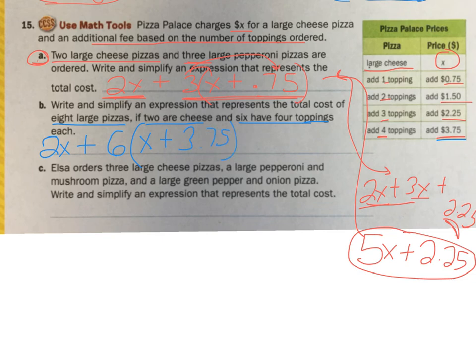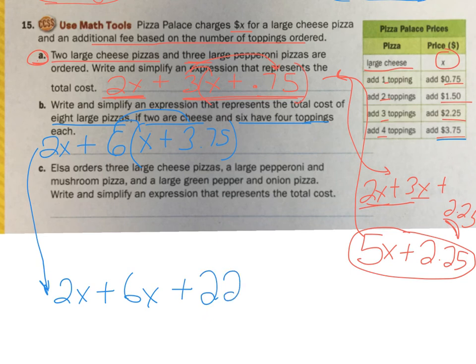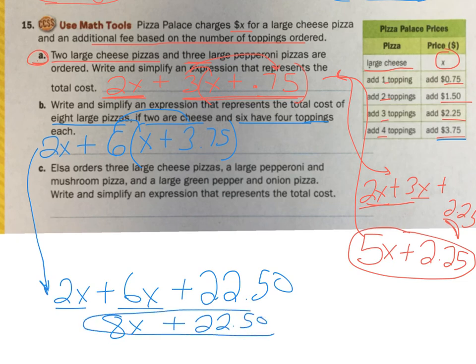3.75. That's a lot. Now, what we want to do is come down here and simplify it. So the 2x plus, distribute the 6 out, which is going to be 6x. Plus 6 times 3.75, and you can use your calculator on this. It is 22.50. Now I look at my like terms. I see I have this one and this one. So that's 8x plus 22.50. And that's the cost of all of those pizzas in simplest form.